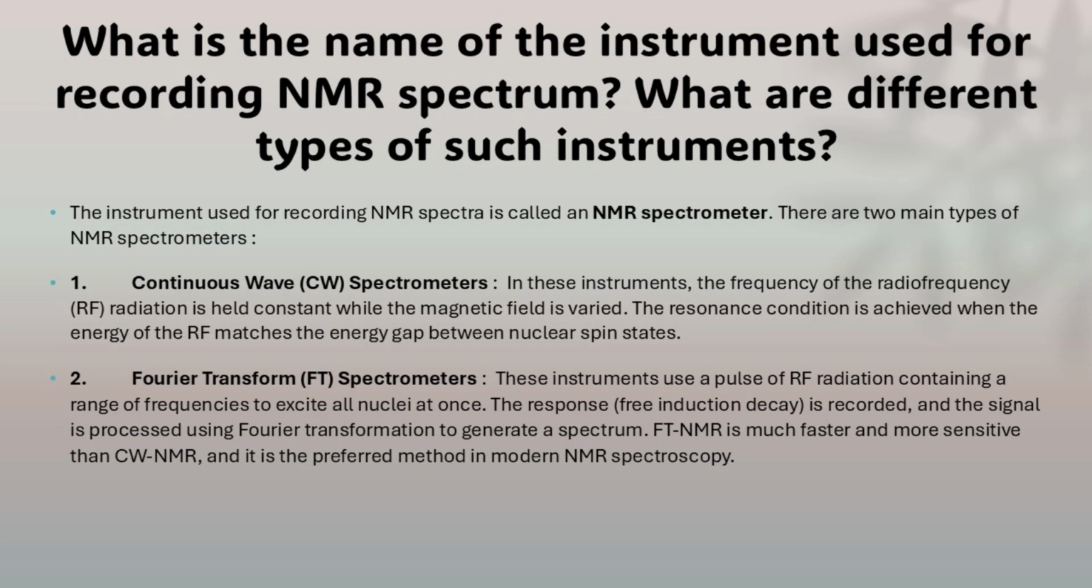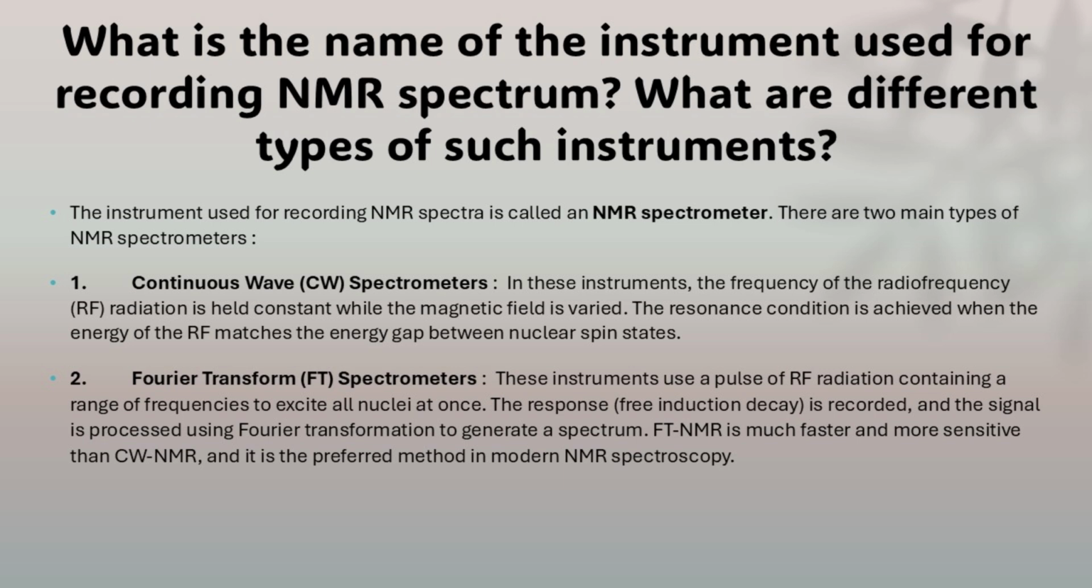The next question is question number 22. What is the name of the instrument used for recording nuclear magnetic resonance spectrum? What are different types of such instruments? Explain these in detail. The answer to this question is, the instrument used for recording nuclear magnetic resonance spectra is called an NMR spectrometer. There are two main types of NMR spectrometers.